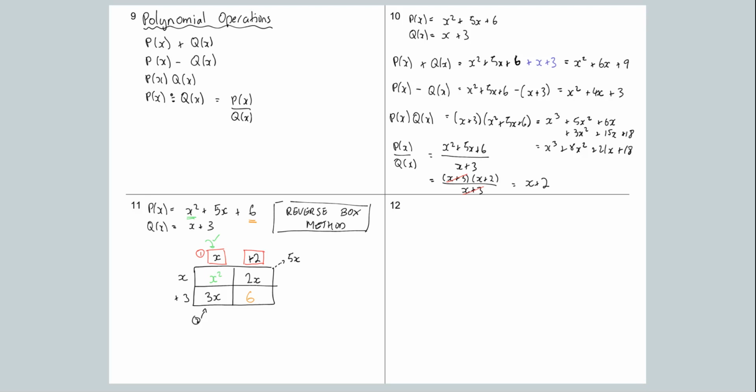And so you would conclude by saying that P of x over Q of x is equal to x plus 2. Or you could say that P of x is equal to x plus 3, Q of x, times the quotient, the thing you just worked out, x plus 2, and you're good to go.